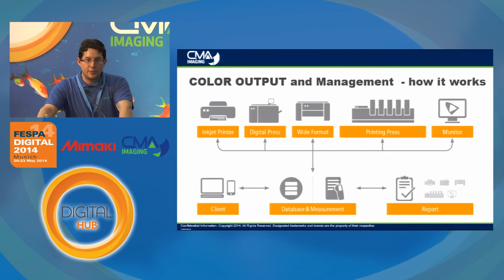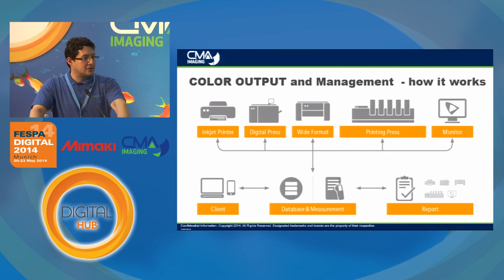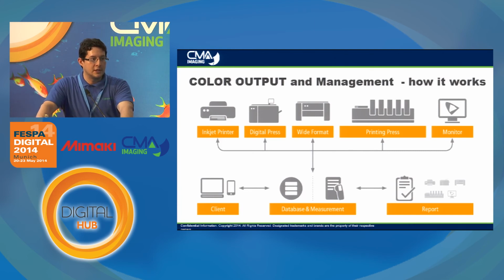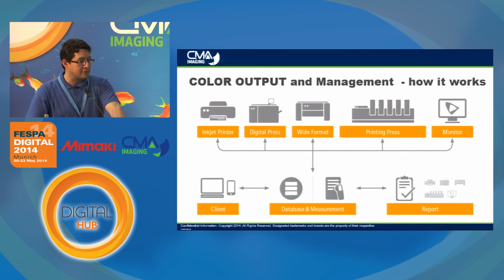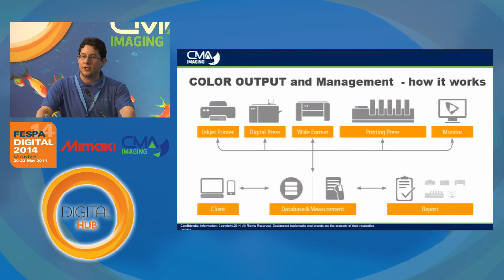And the other tool we are presenting here at FESPA is our quality control tools to measure the colors and to certify the colors according to the different standards. So once again, you can print on any kind of printing device, if it's an inkjet printer, a digital press, an offset press, a wide format, or even a monitor. You can calibrate all that and control your color consistency all across your workflow.